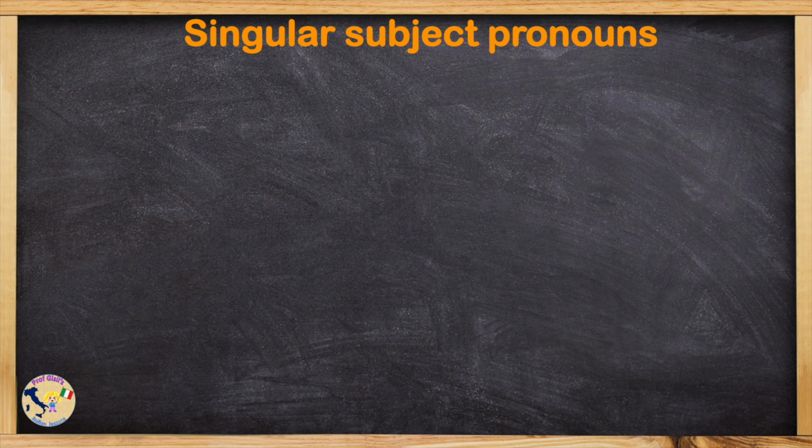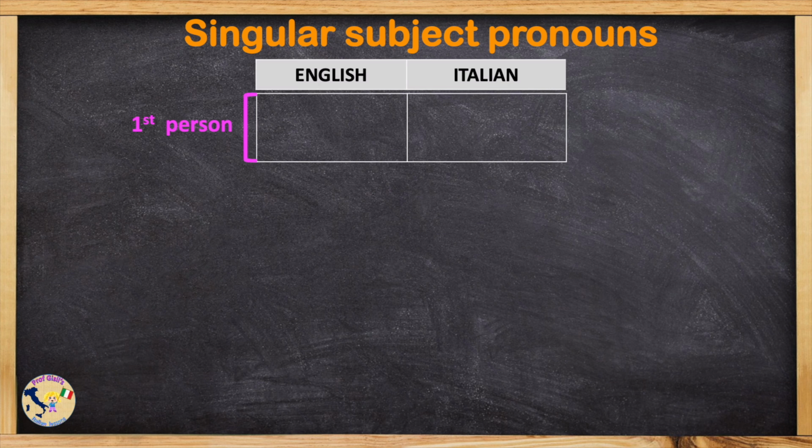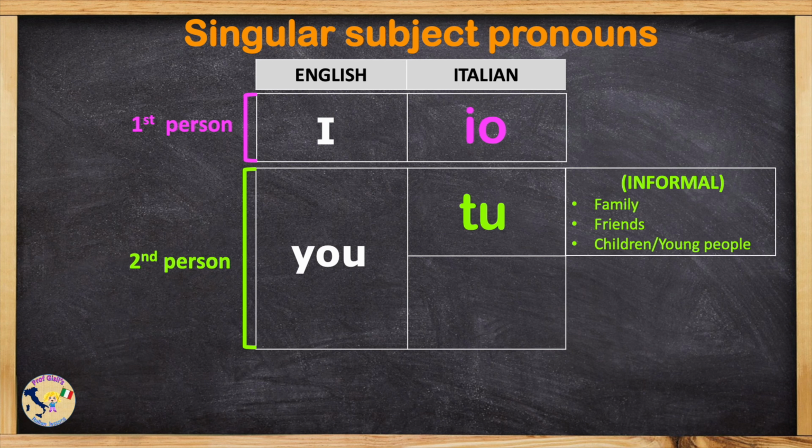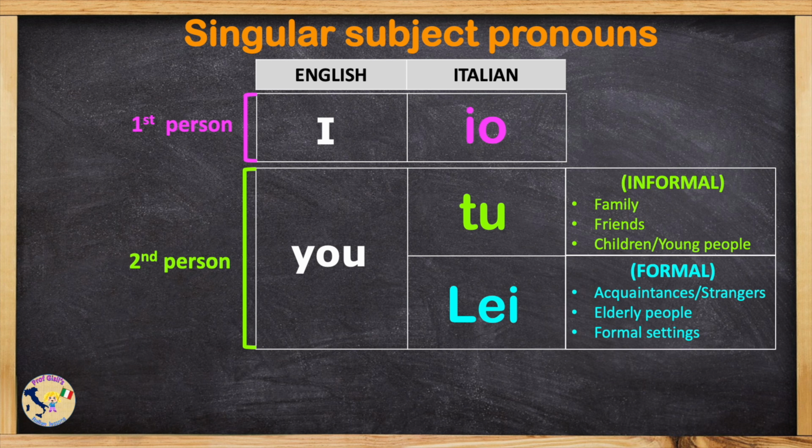Let's start by looking at singular subject pronouns. The Italian equivalent to first-person subject pronoun I is io. As for the second-person singular, you in Italian is expressed with two different pronouns, according to the level of formality needed to address your interlocutor. So we use tu in informal contexts, for example, when speaking with family, friends, children, and young people in general. And we use lei in formal contexts, for example, when speaking with acquaintances or people we do not know, elderly people, or in professional, more formal settings.